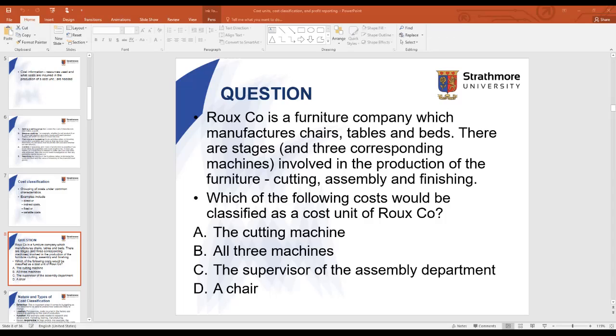I mentioned that one of the easiest ways of determining what is a cost unit is by evaluating: can we charge a customer? Now let me pick all the answers. A, cutting machine. If you choose A, what we're saying is that it is possible to tell the customer, come over, the cost you have incurred in the cutting machine is equal to 10,000. So pay us 10,000 because we did use the cutting machine in making the commodity.